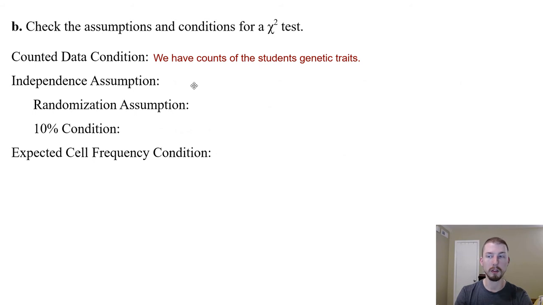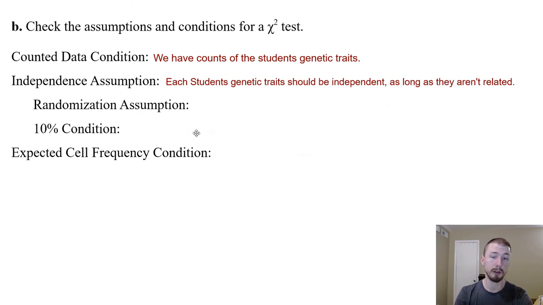So if this is a homeschool cohort, you're probably going to violate that, right? Unless we had twins, that would probably be something. If this is like a senior stat class, most of the time I don't have siblings in there, but I actually have had twins before that could have caused that issue. So each student's genetic traits should be independent as long as they aren't literally related to each other.